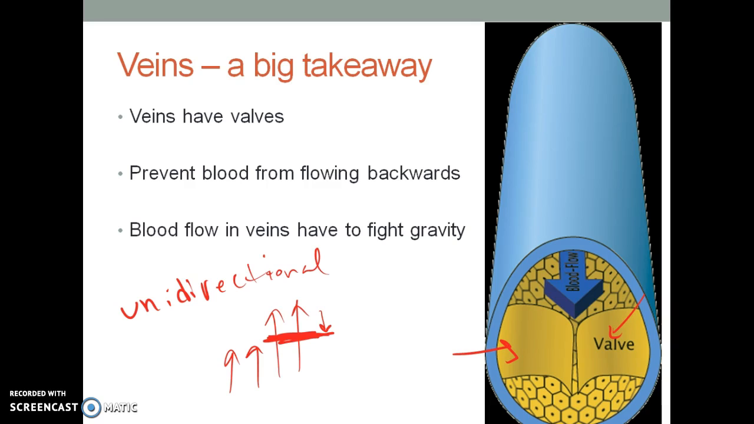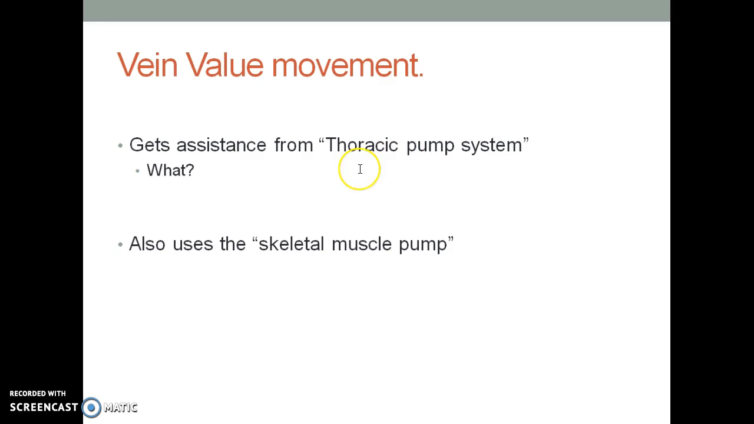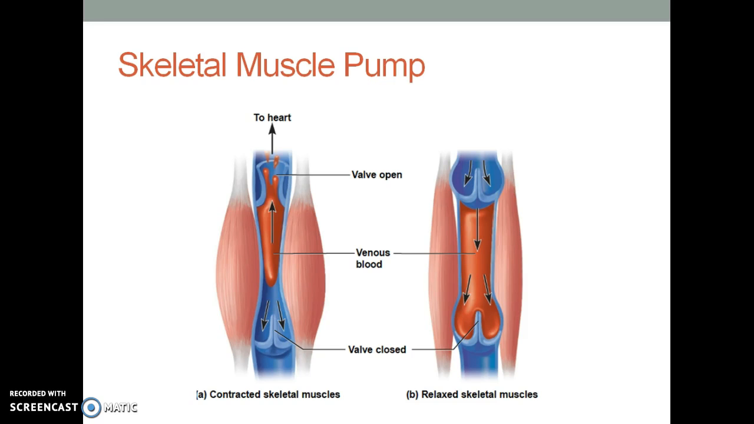Now, the valves don't have much muscle, so they don't control the valves directly, and it's mostly done by what's called the thoracic pump system and the skeletal pump system. So the thoracic pump system is essentially pressure from breathing and cardiac pressure, but the skeletal pump system is where the skeletal muscles aid in operating the valve.